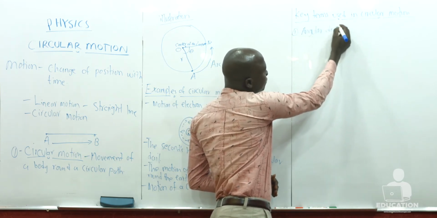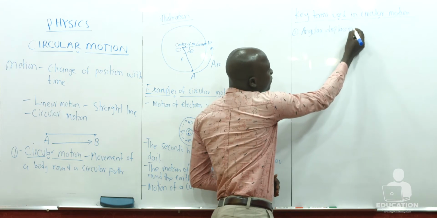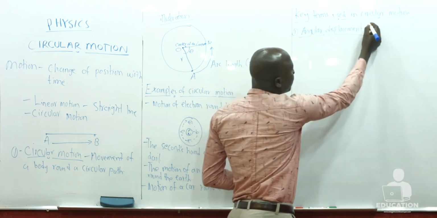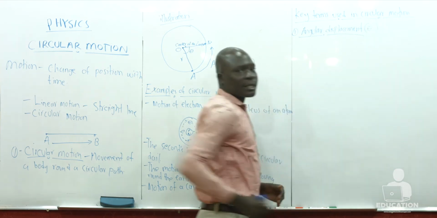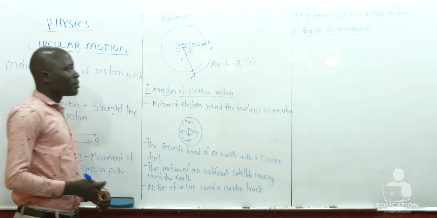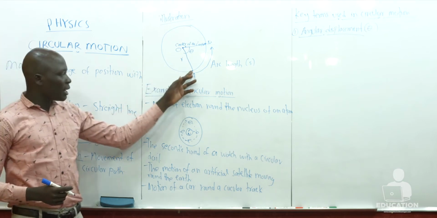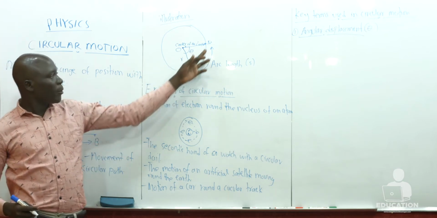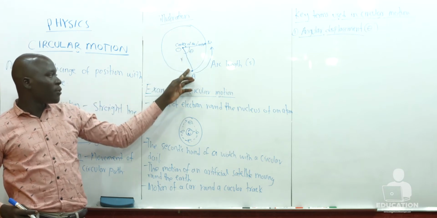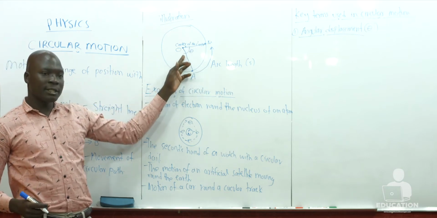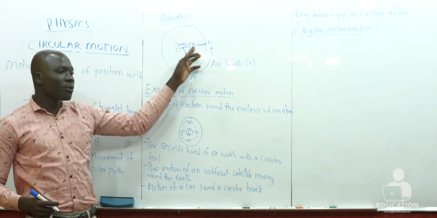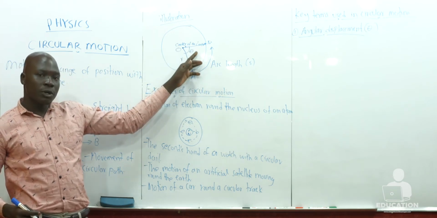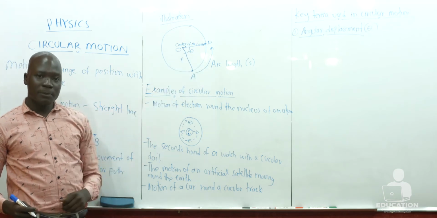displacement. We represent it with theta, angular displacement. So now, looking at this circular path, when a body moves from point A to point B, you find that it sweeps through some angle theta. So the angle that is swept through by the radius joining the particle to the center of the circle is what we call the angular displacement.